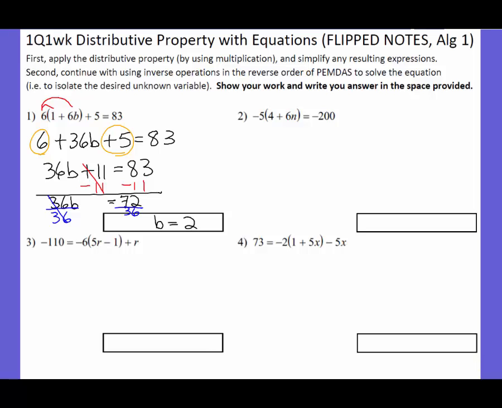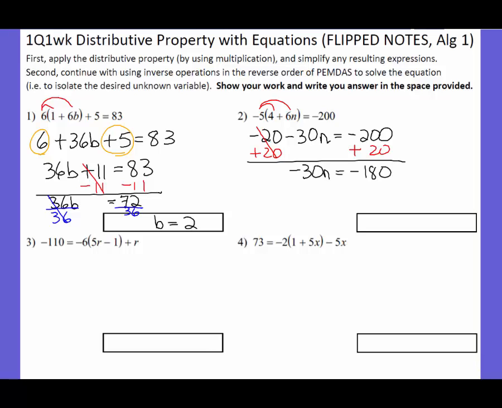Let's continue. Number 2. Negative 5 times 4 is negative 20. Negative 5 times 6n is negative 30n. We are going to add 20 to both sides. This gives us negative 30n equals negative 180. Dividing both sides by negative 30, we have our answer, n equals 6.